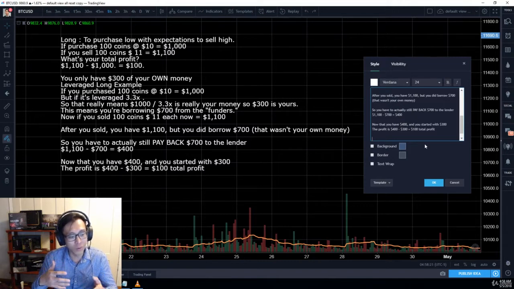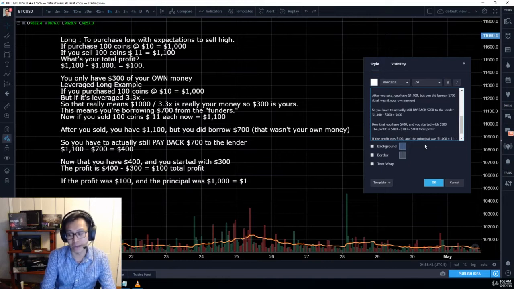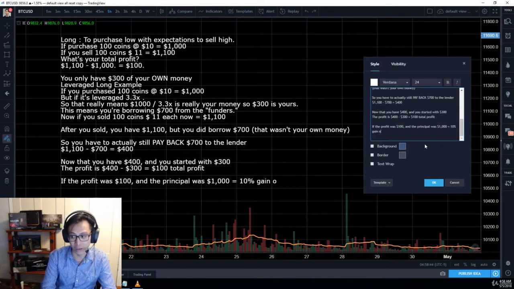If the profit was $100 and the investment was actually, we're going to write this down to make sure it's understood, if the profit was $100 and the original investment, we call that the principal, and the principal was $1,000, that's equal to a 10% gain, right, guys? A 10% gain of what you actually played. Makes total sense.